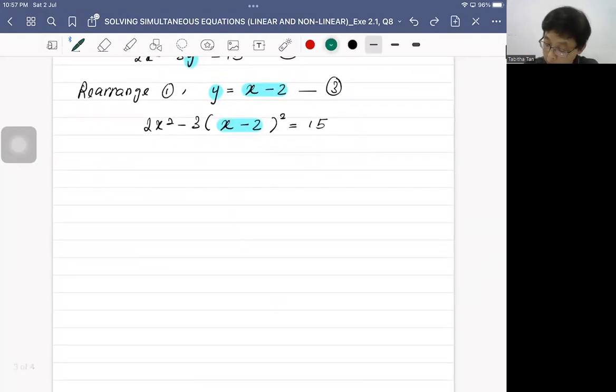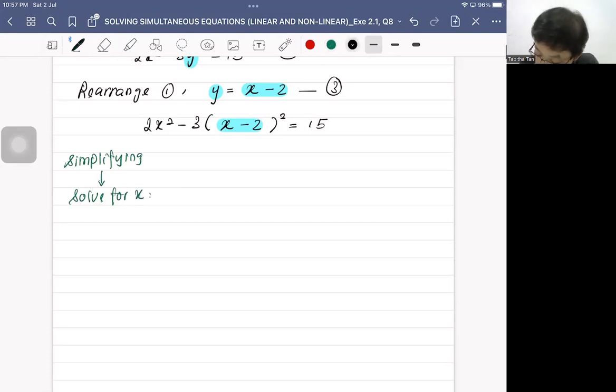So we will do the same strategy. We're going to keep simplifying until we solve for x. Okay, let's go.